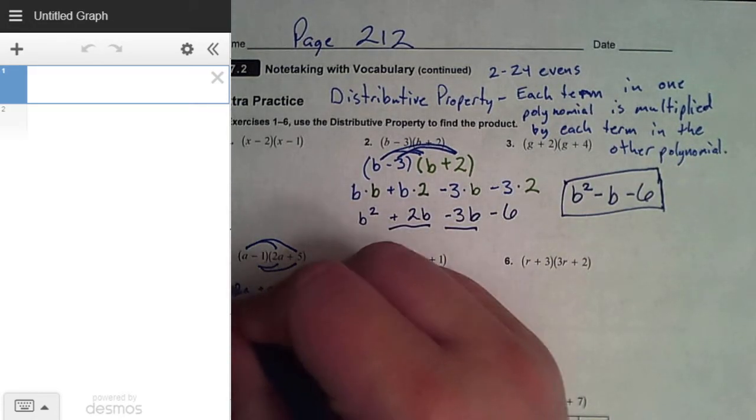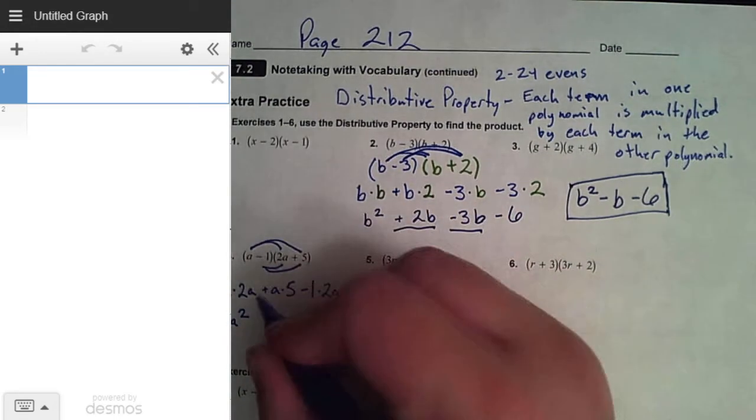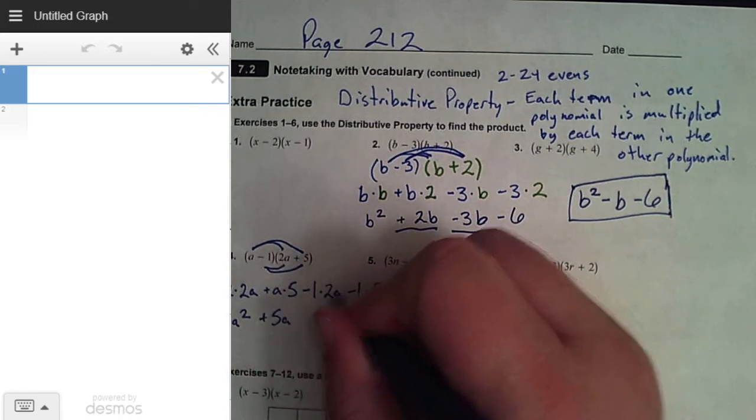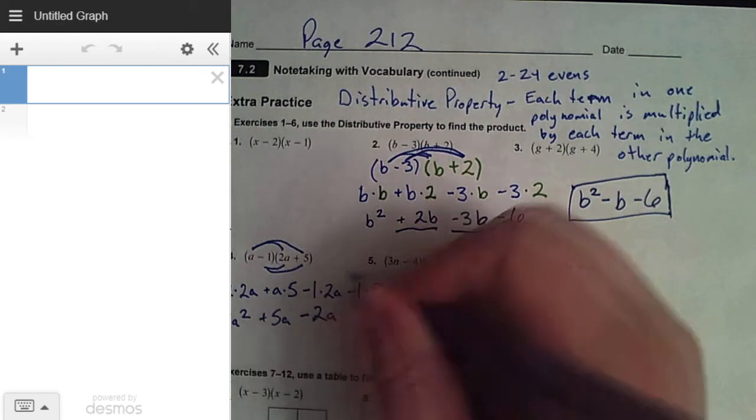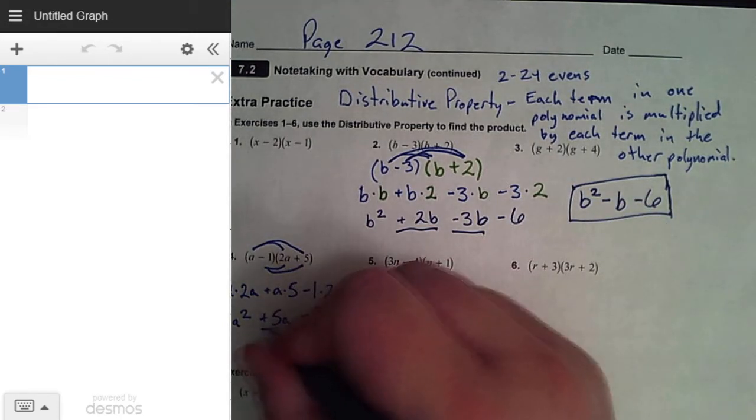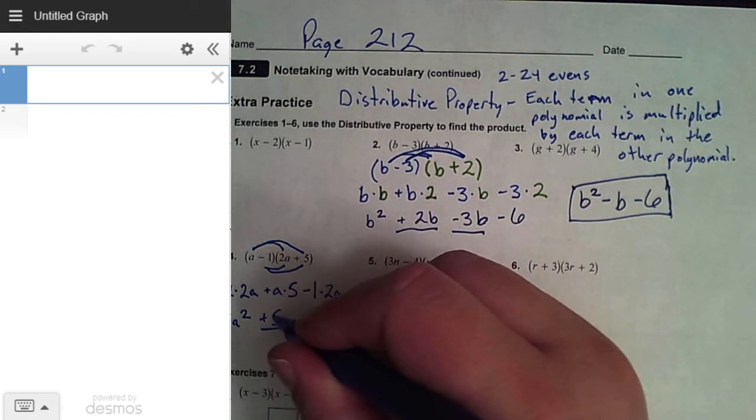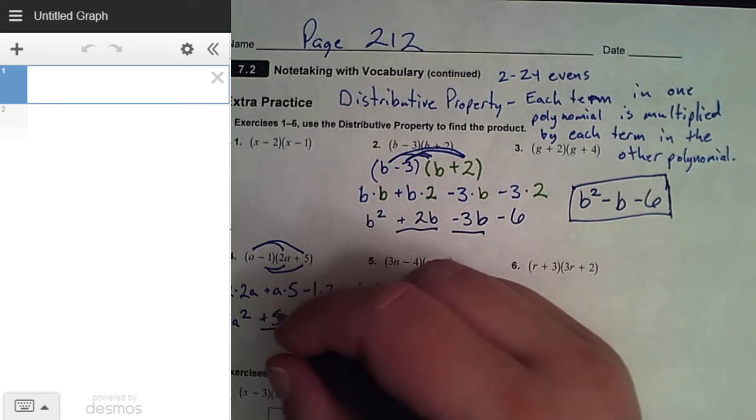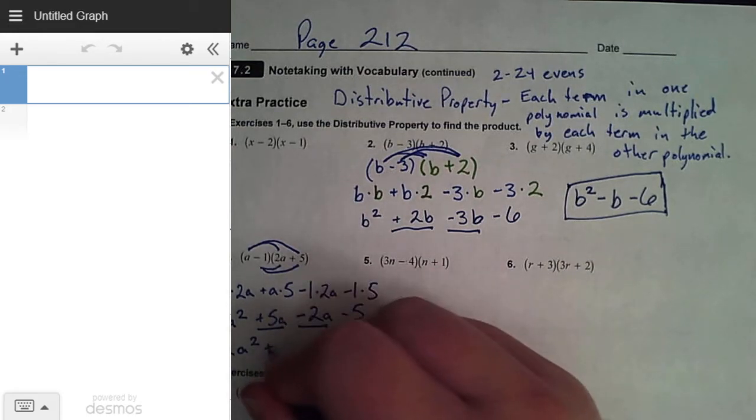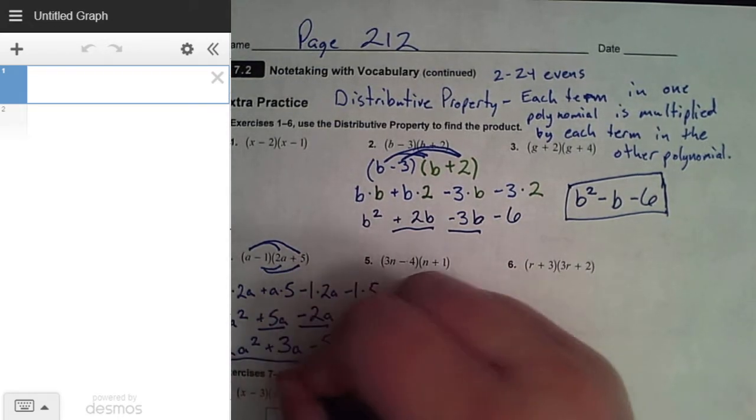A times 2a, we're going to have 2, a times a is a squared. And then plus 5a there. -1 times 2a is going to be -2a. And -1 times 5 is -5. Again, we have like terms sitting in the center. Because they're like terms, we can go 5 minus 2, which is 3. So we combine their coefficients. We rewrite that as 2a squared plus 3a minus 5, and box that answer.